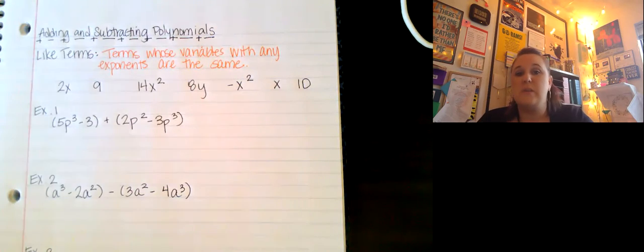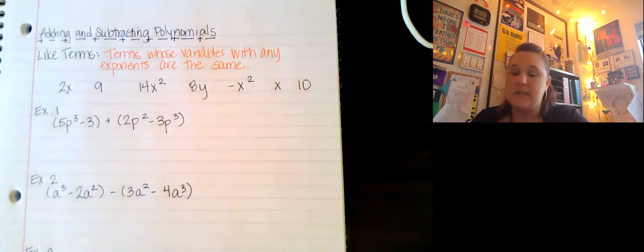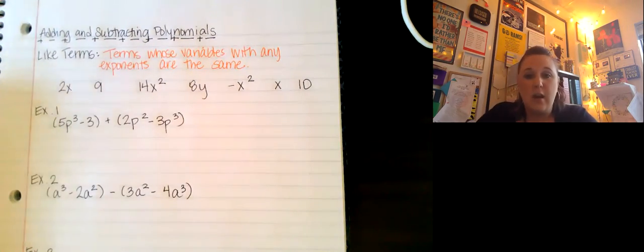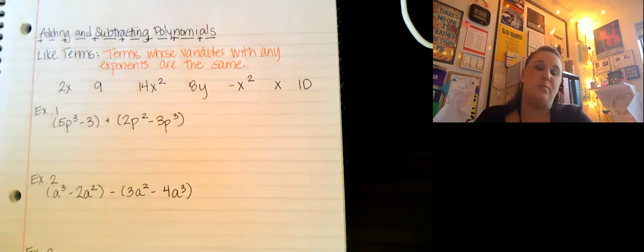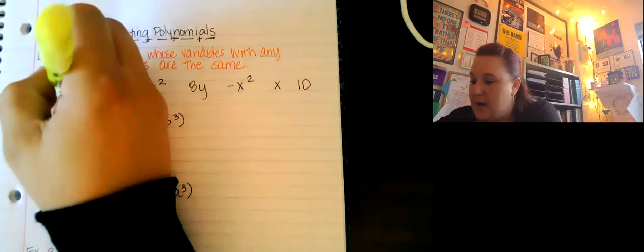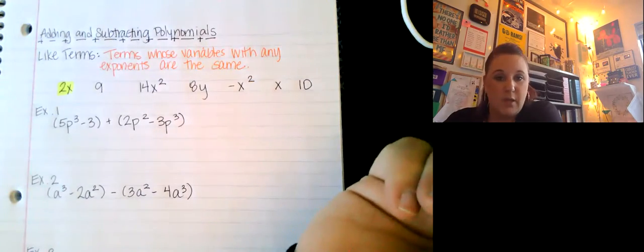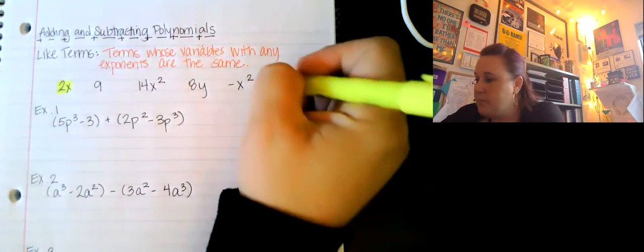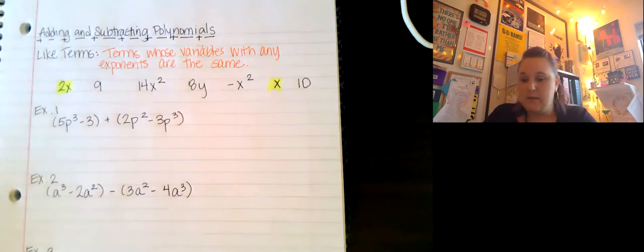Like terms are terms whose variables with any exponents are the same. So what that means is that not only the variable has to be the same, but the exponent has to be the same in order for them to be like terms. So if I look down this list and I highlight, are there any pairs or more than two numbers that are like terms? What would 2x combine with? Hopefully you would say x.